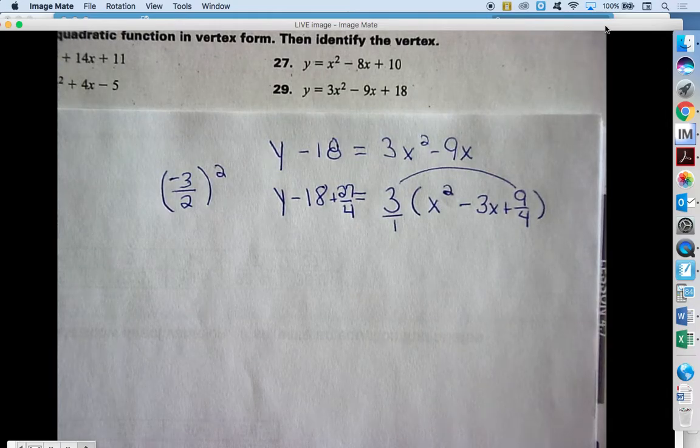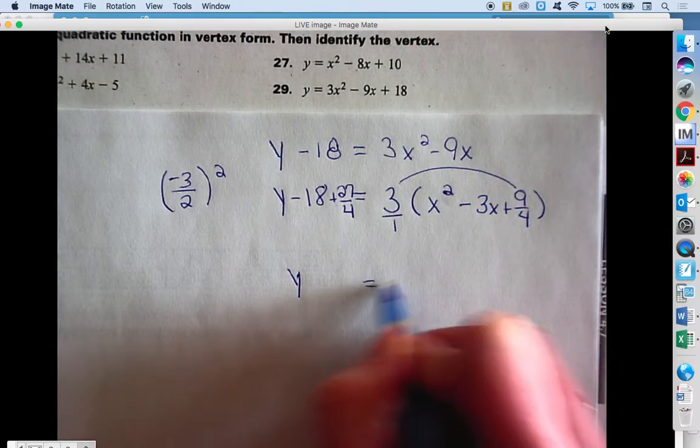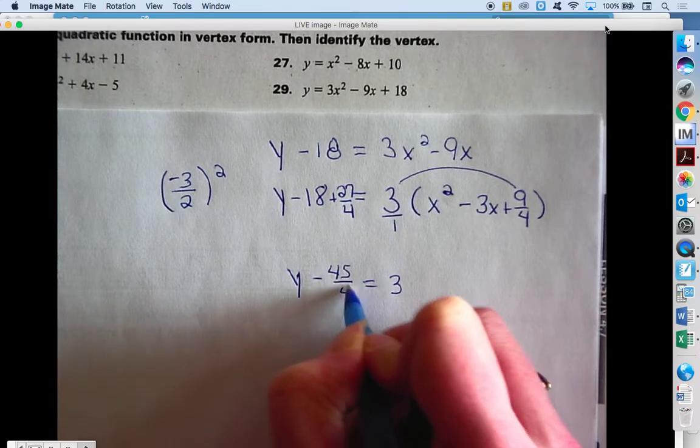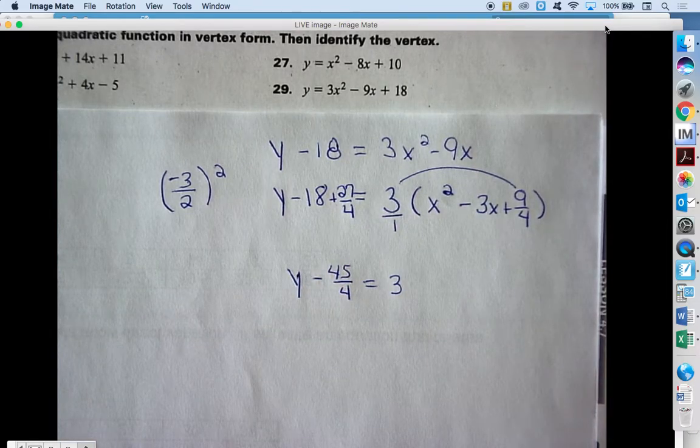So Josh, you have your calculator out. Can you take negative 18 plus 27/4, use the math frac, give me a fraction? Negative 45 over 4. So negative 45 over 4. Thank you. So that's y minus negative 45 fourths.